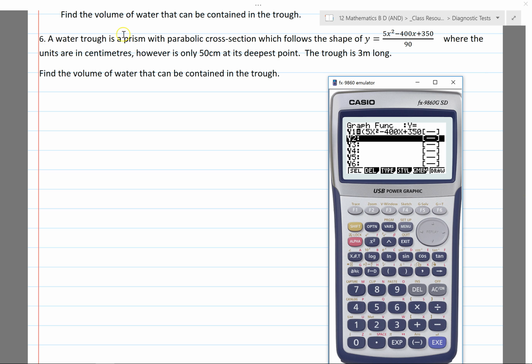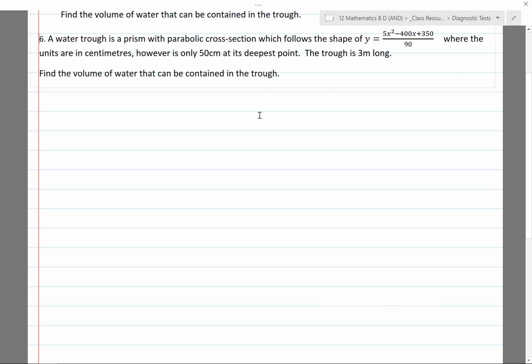So it says a water trough is a prism with parabolic cross-section which follows this shape, and it's 50 centimeters at its deepest point, and the trough's 3 meters long. So when I read this, I'm thinking a trough, like a drinking container for animals, looking something like this. Give it an open sort of lid as well. This parabolic cross-section is following this equation.